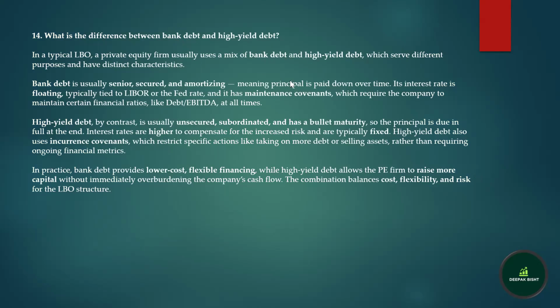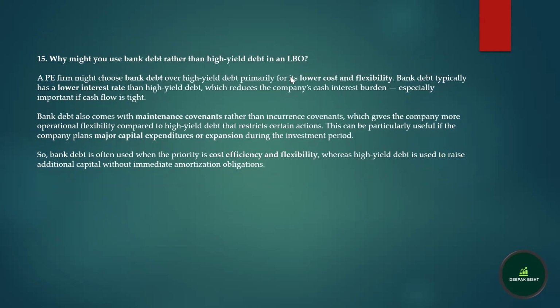Okay, let's move to question number 15 now. Question number 15 is about why you might use bank debt rather than high yield debt in a leveraged buyout. In a leveraged buyout, a private equity firm might prefer to use bank debt over high yield debt for several strategic reasons tied to the cost, flexibility, and operating profile of the target business. The first point would be low interest cost and reduced cash burden.